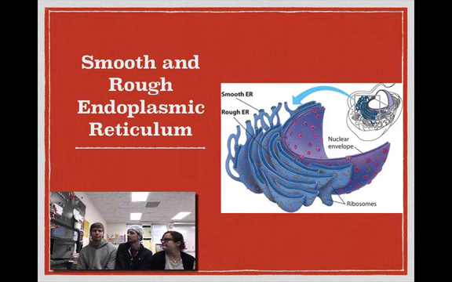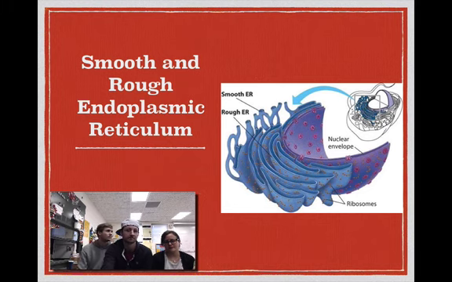So the rough ER, like Mr. Pappas said, has ribosomes on the outside, and its major function is to help transport proteins. You guys can see from this diagram that both endoplasmic reticula are attached to the nucleus.